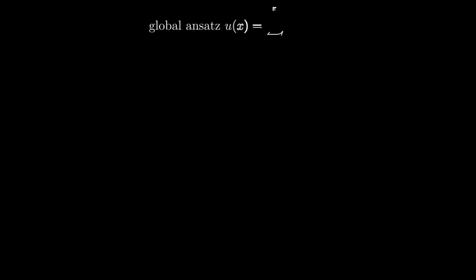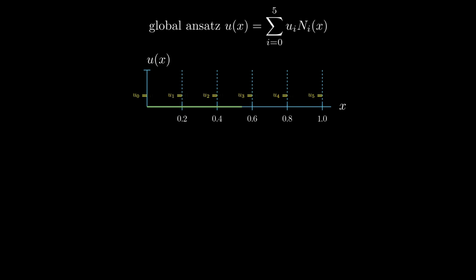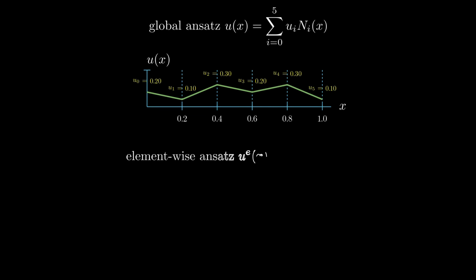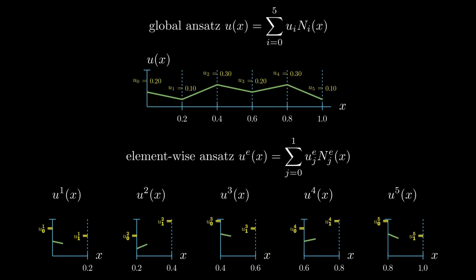Let's visualize this. Until now, we have used globally defined shape functions and we introduced a global ansatz for u of x with these shape functions. With the newly introduced element-wise shape functions, we can introduce an element-wise ansatz for u of x.